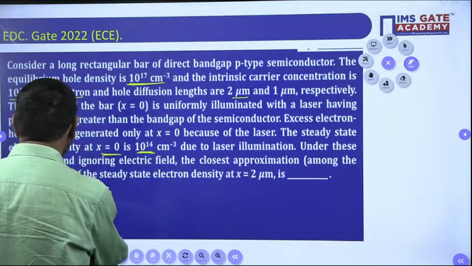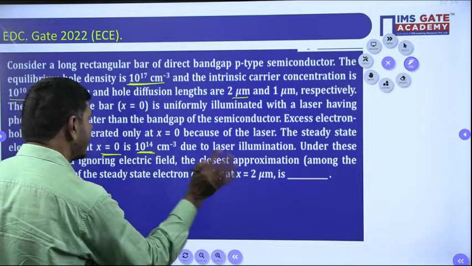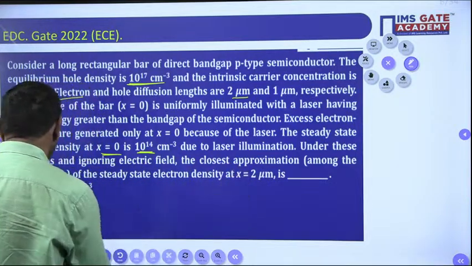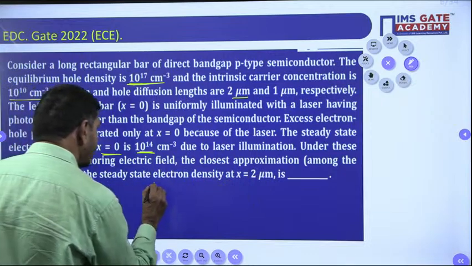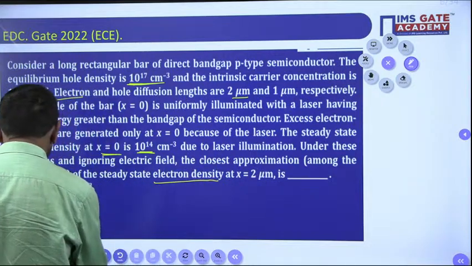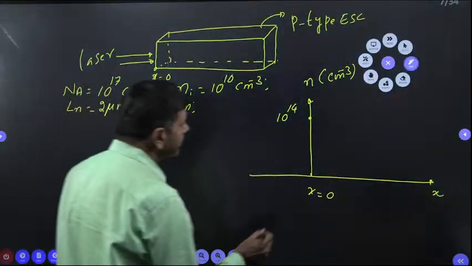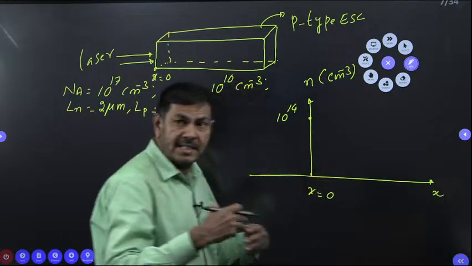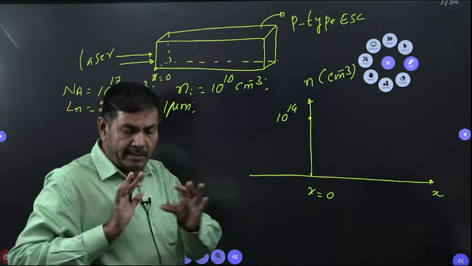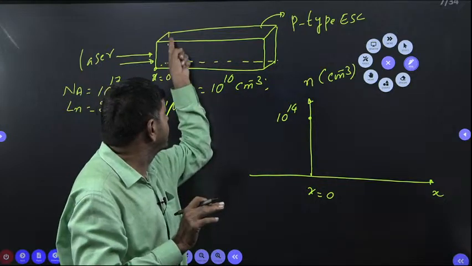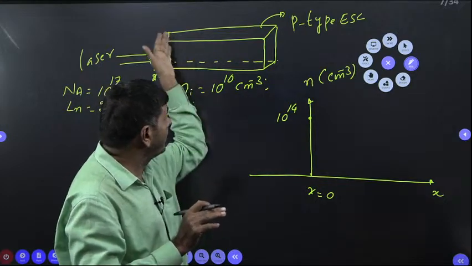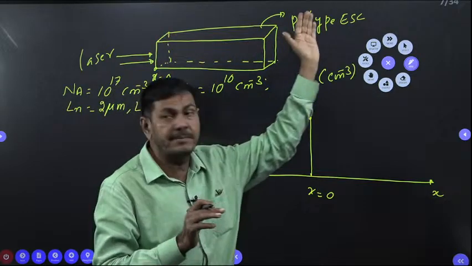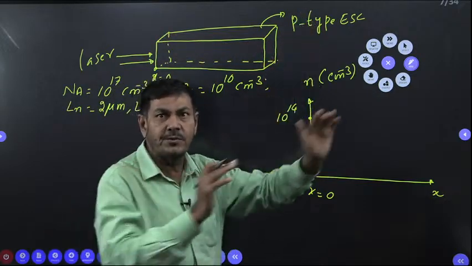Next one, under these conditions, the electric field is neglected. At x equal to 2 micrometers, I want the steady state electron density. That means electrons, x equal to 0, this much. When the electrons are generated at one end of the material, excess electrons and excess holes are generated. Then what happens now? They are going to diffuse in the material.